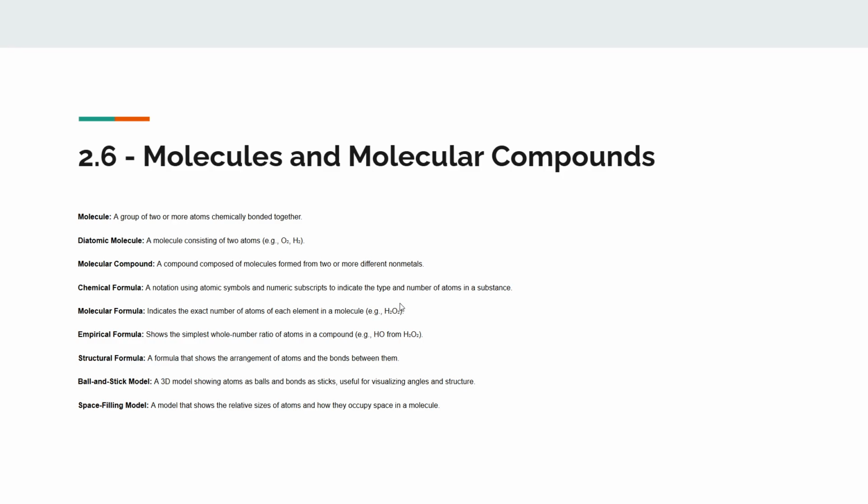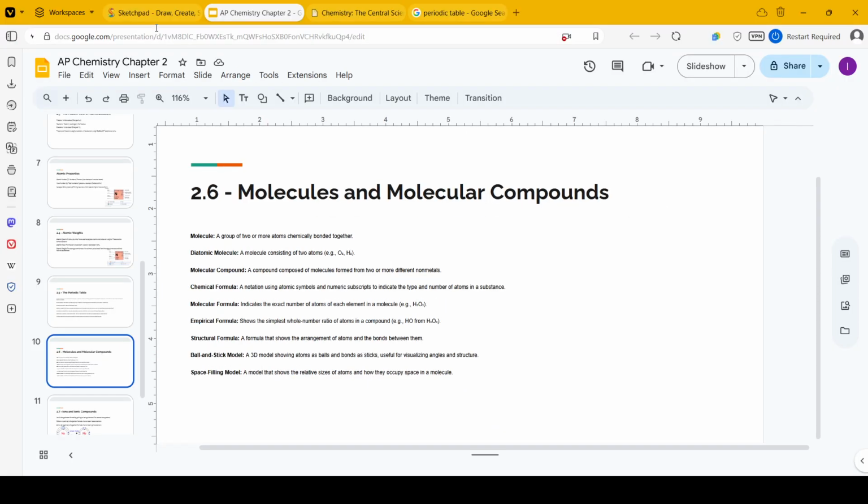So note here that H2O2, you can divide the subscripts by 2, which gets you HO. So this would be the empirical formula, this would be the molecular formula. Structural formula is a formula that shows the arrangement of atoms and the bonds between them. The ball and stick model is a 3D model showing atoms as balls and bonds as sticks, useful for visualizing angles and structures. And the space filling model just shows the relative sizes of atoms and how they occupy space in the molecule. So first, let's focus on the chemical formula.